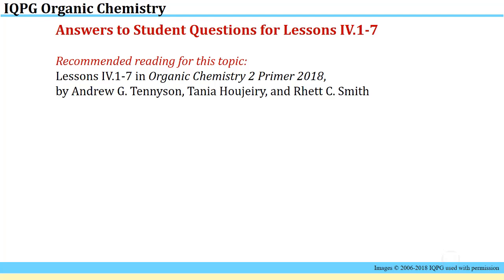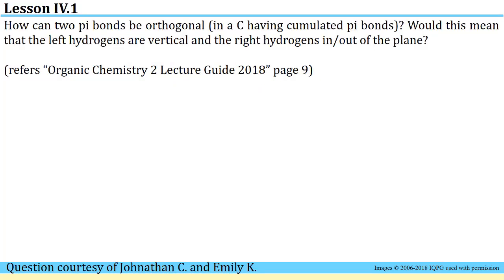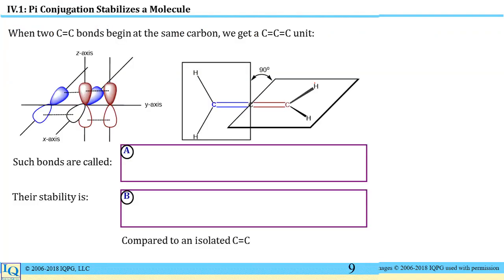In this video, I'll try to answer student questions from lessons 4.1 through 7 in the Organic Chemistry 2 Primer 2018. The first question is from lesson 4.1, asking how two pi bonds can be orthogonal and asking about whether this would mean that the hydrogens on the left side are vertical and the hydrogens on the right side are in and out of the plane. And I think this question is asking about a particular graphic on page 9 of your lecture guide.